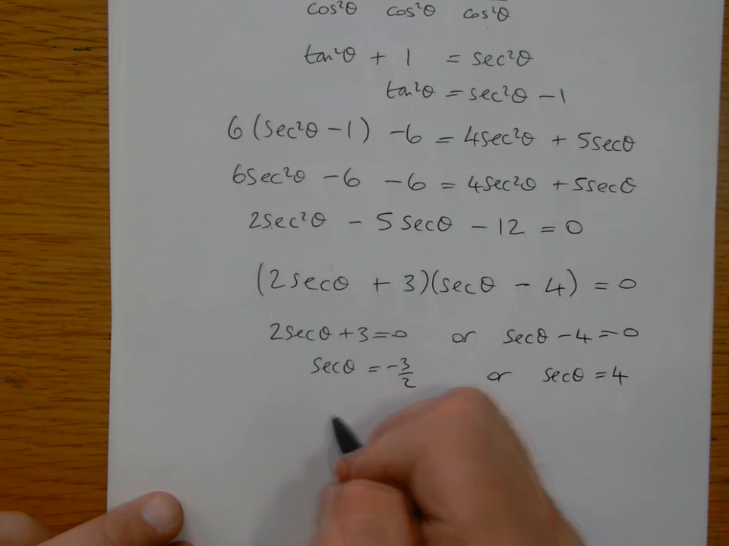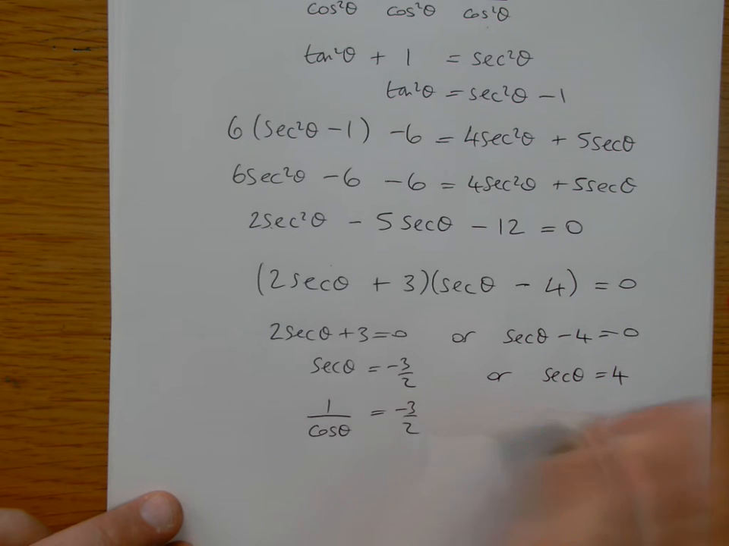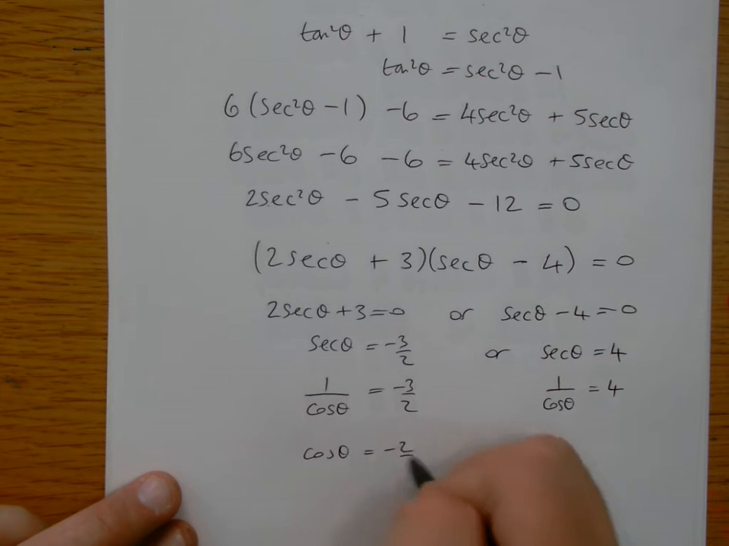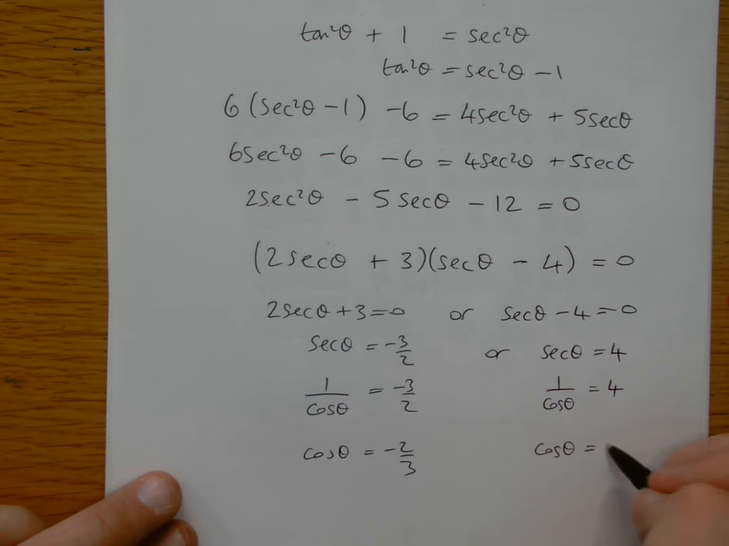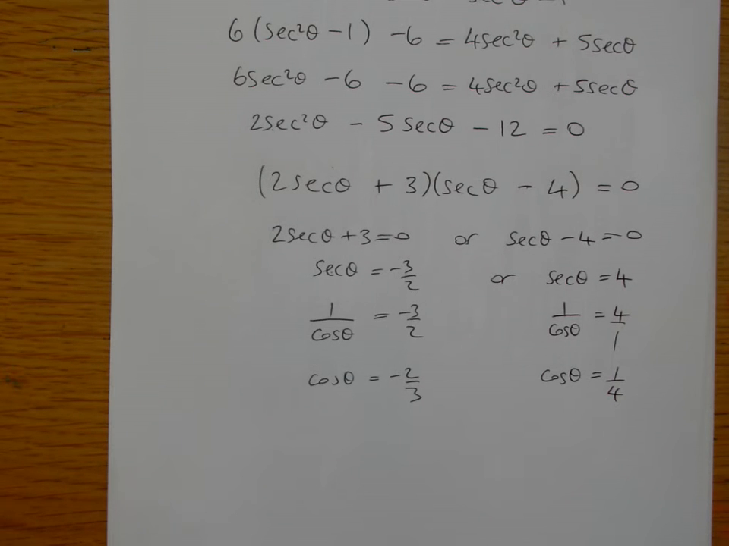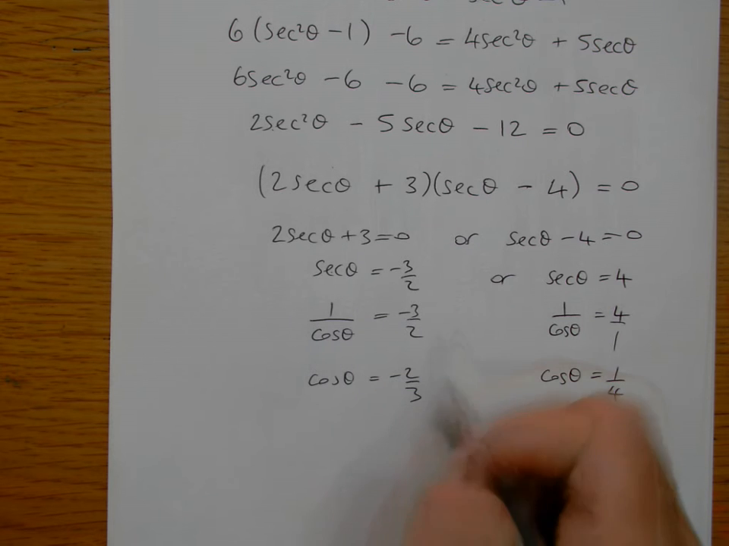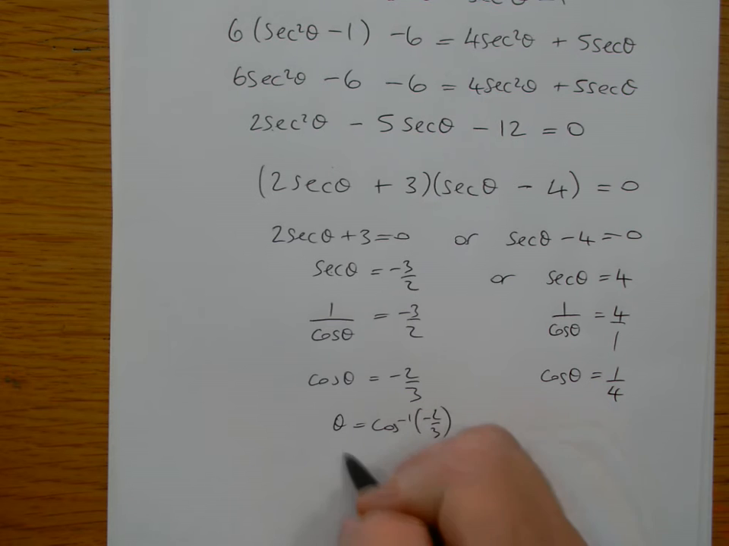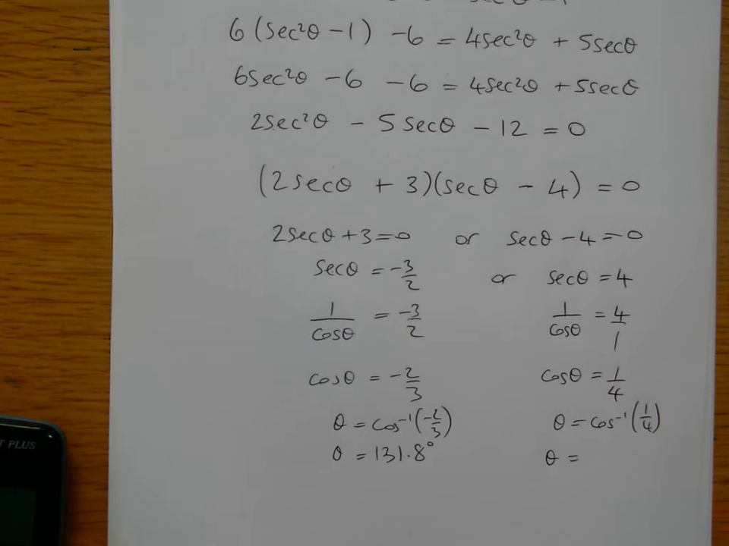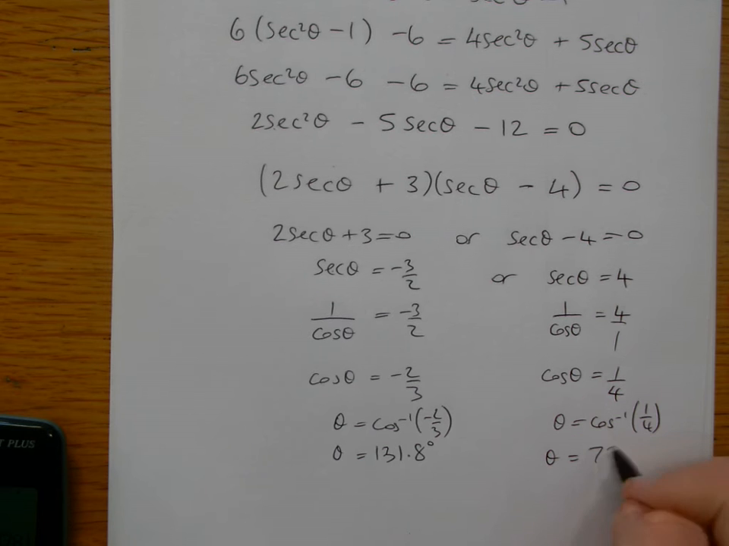And remember, sec theta literally means 1 over cos theta, and the same here, 1 over cos theta. So to solve it, you need to get it as cos theta. So we're going to flip that, and then we're going to flip this as well, because that's like 4 over 1. So flip it, you get a quarter. So all I've got to do is work out what those angles are. If I do cos to the minus 1 of minus 2 thirds, theta will be 131.8 degrees. And the same here, cos to the minus 1 of a quarter, and I get 75.5 degrees.